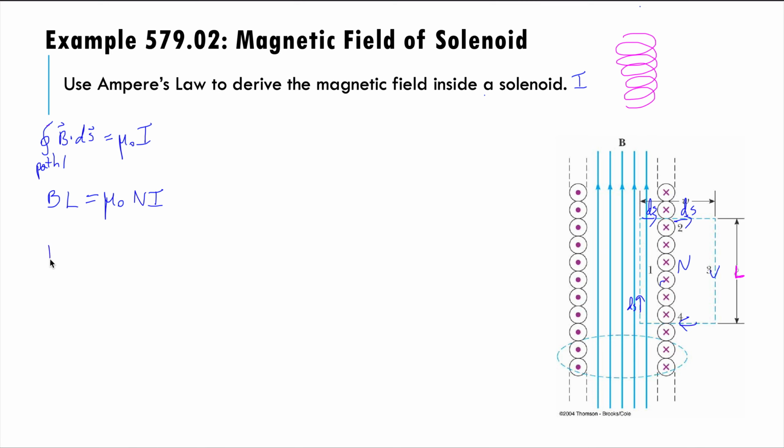When we solve for B, we're going to get mu naught N over L times I, which is the expression that I showed above. But often we say that N divided by L, which is the number of turns per length, we call that little n. So we can also write the field inside of a solenoid as mu naught n I, where n is equal to the number of turns per length.